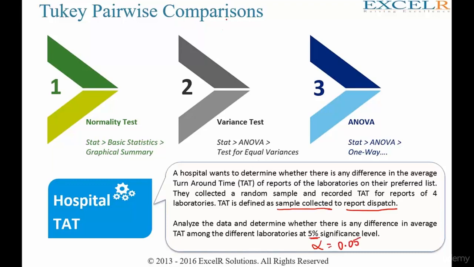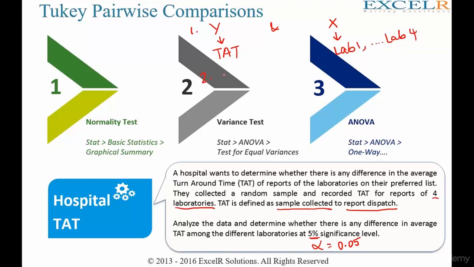Given this case study, we need to first identify what is y and what is x. The output variable y here is turnaround time. And the input variable here is the 4 laboratories that we are discussing. So we have 4 labs: lab 1, lab 2, lab 3, and lab 4.